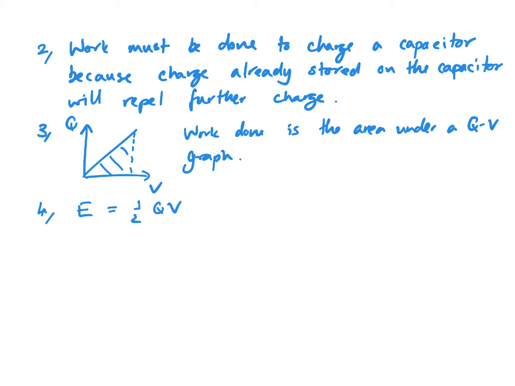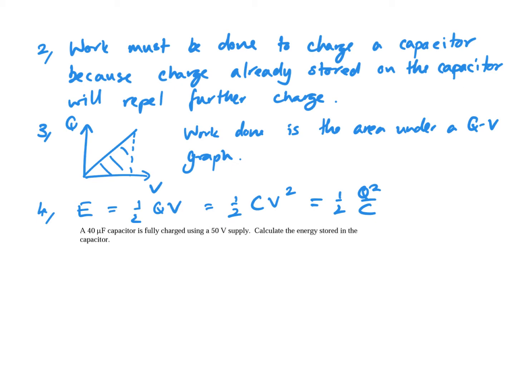And because we know Q can be written as CV if you rearrange the capacitance equation, that can also be written as a half CV squared. And once again, substituting for V equals Q over C, you get a half Q squared over C. Do a quick worked example of that as well.